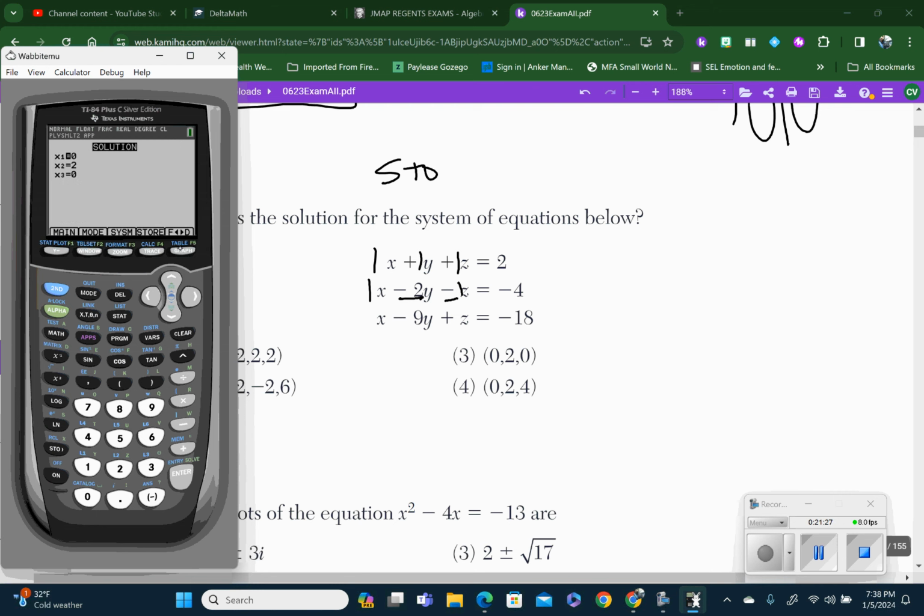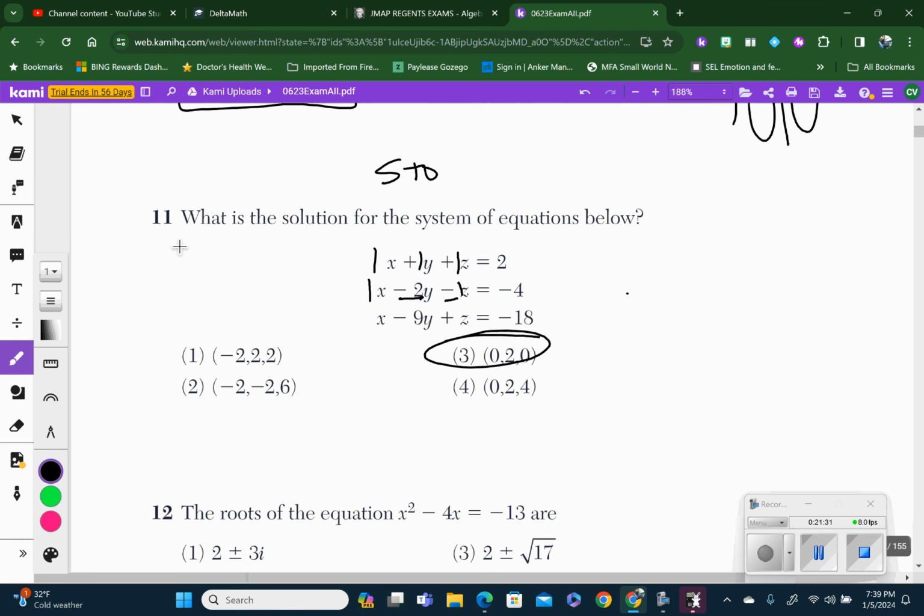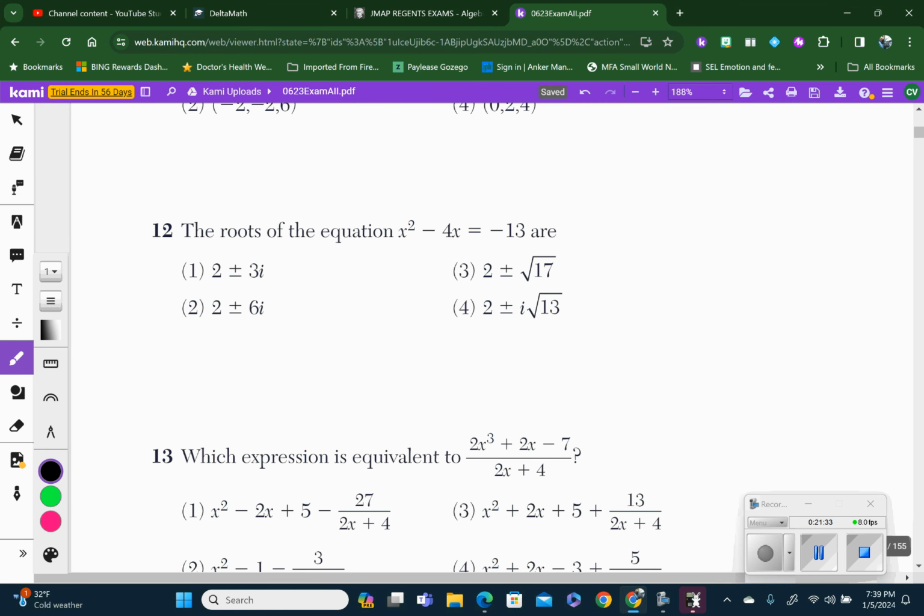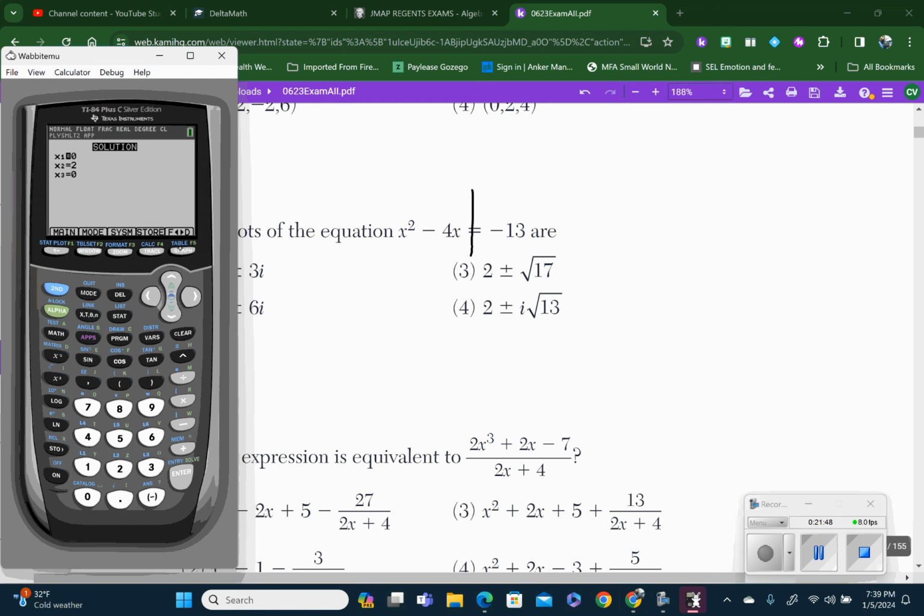And then you're going to hit graph again, and it gives you 0, 2, 0. Boom, right here. Option number 3, 0, 2, 0. The roots are. So again, you could take this and plug it into the calculator, except this has an i in it. So the best way to do this, if you take your calculator here, is to use the store button. Let me show you what I mean by that.